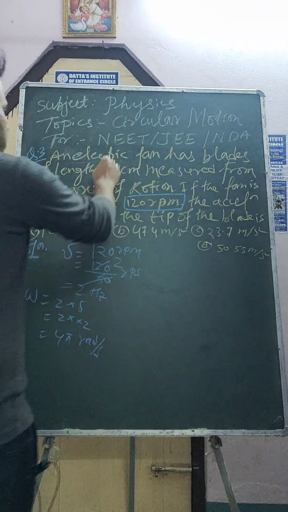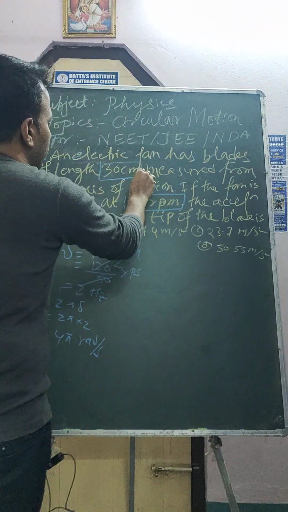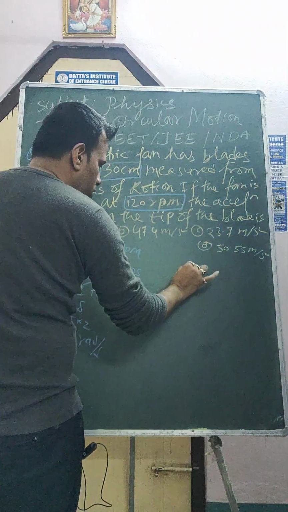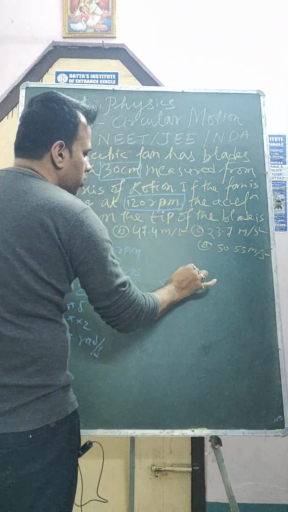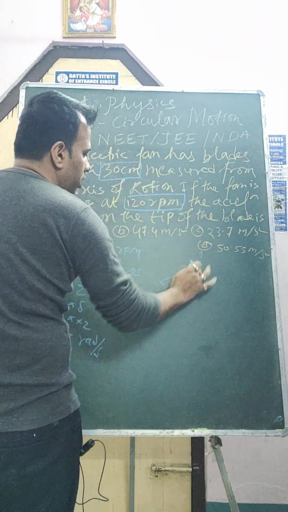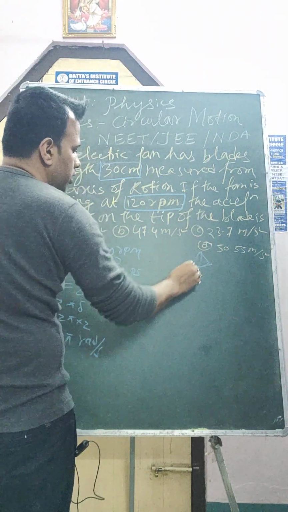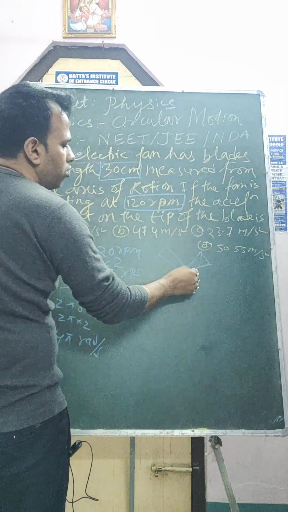So another given data is the length of the fan. Suppose this one is one fan, and this one is one blade, and this one is another blade. Three blades are there, is it not? In a fan, mostly three blades or four blades may be there.